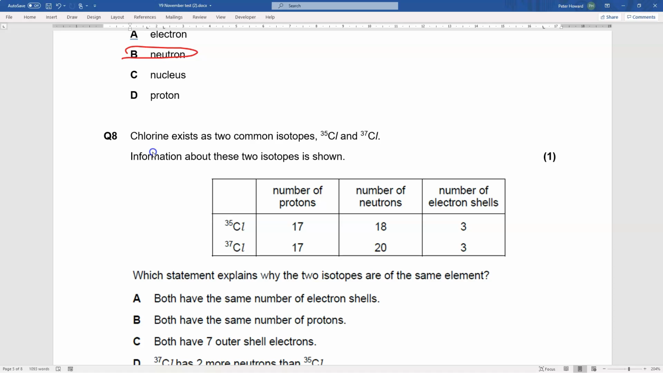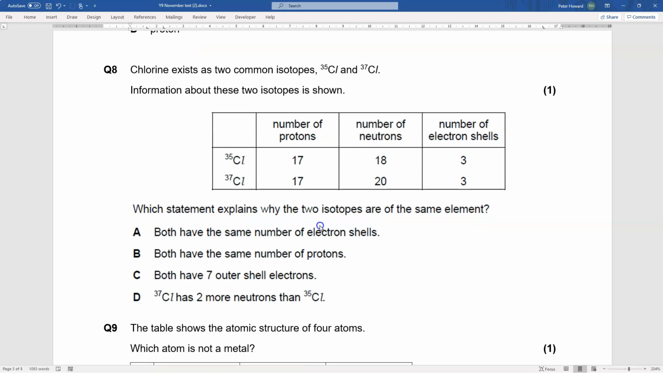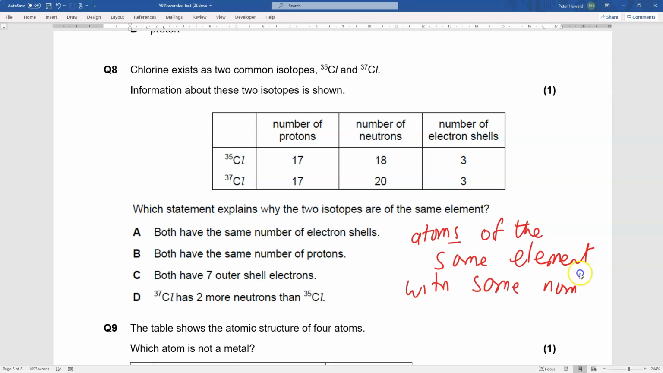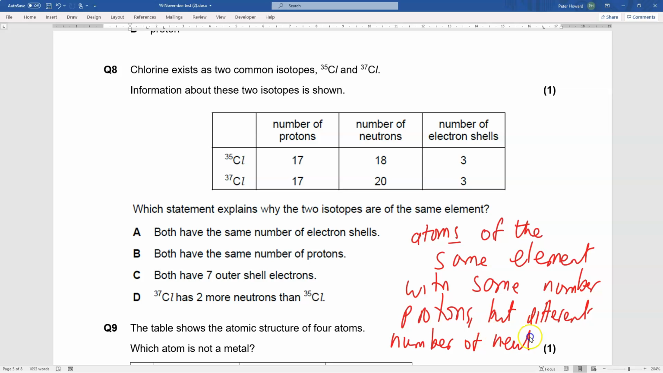Now, this one here is why are these isotopes? Again, the definition of isotopes is, and if you got this wrong, I would like you to write this down: atoms of the same element with the same number of protons but different number of neutrons. So which one could this be?